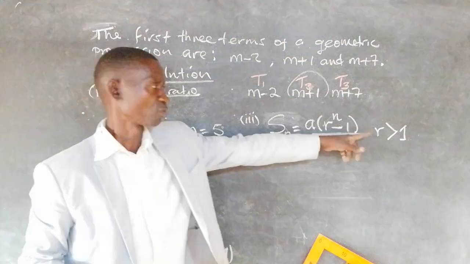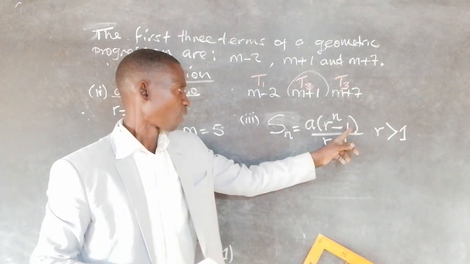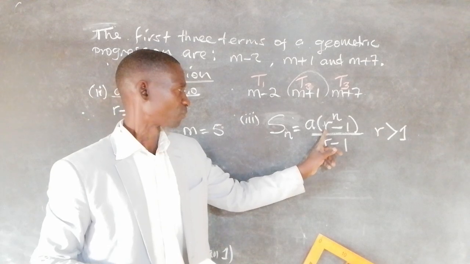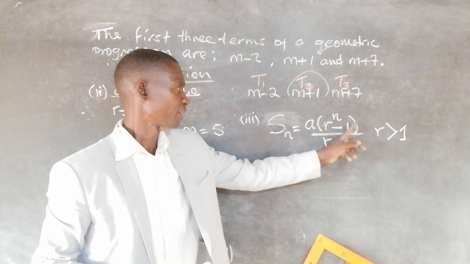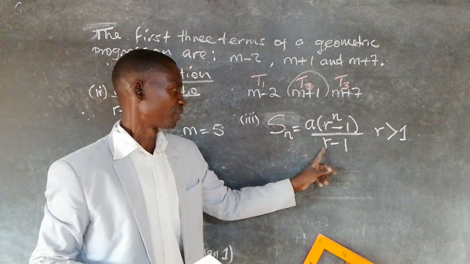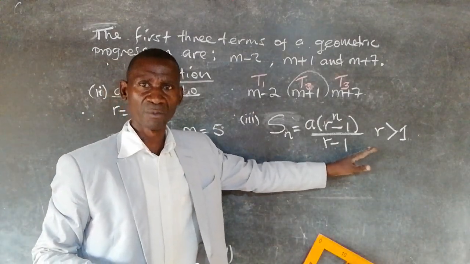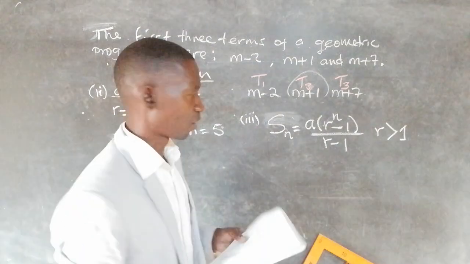But where the common ratio is going to be less than 1, in the brackets we are going to interchange this. 1 is going to take the position of r to the power n, and r to the power n takes the position of 1 instead. And down there, 1 is going to be written first, maintaining a minus there, and the r is going to be written there. That is where the common ratio is going to be less than 1.